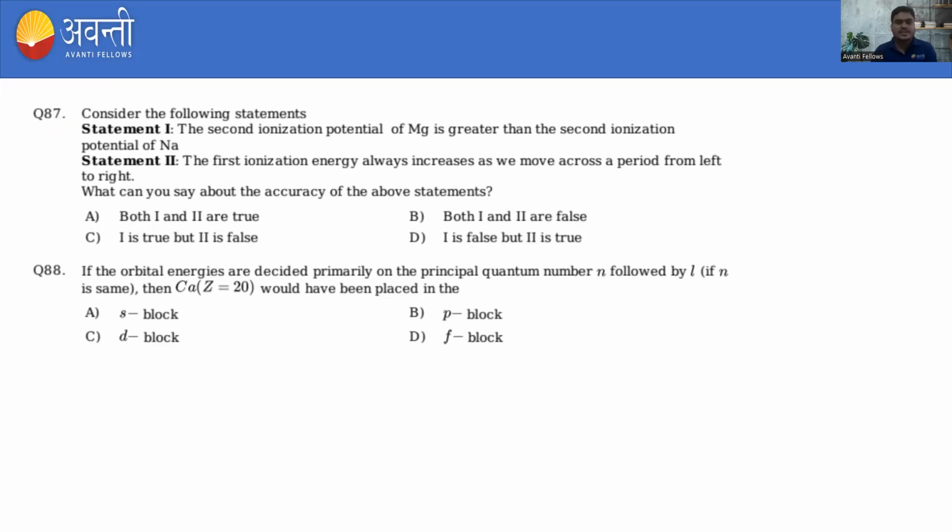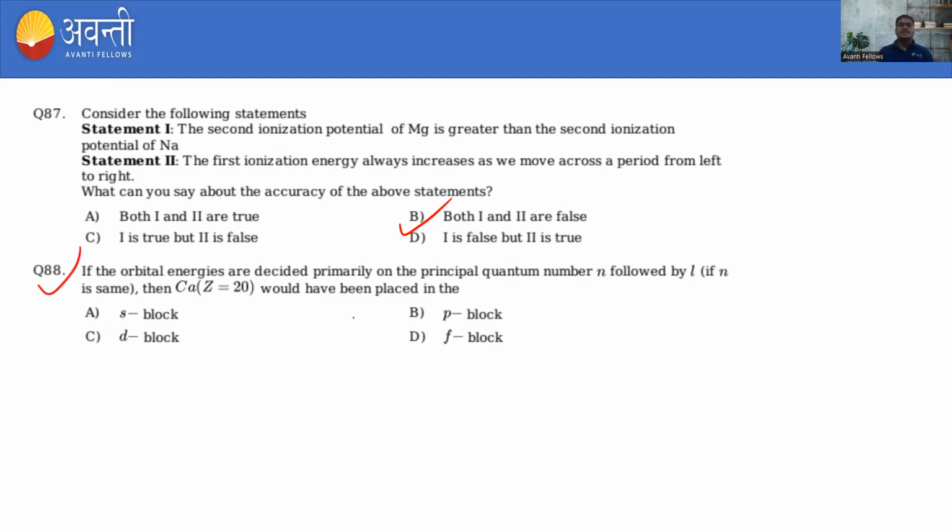Now, consider the following statements. Statement one is the second ionization potential of magnesium is greater than the other. This is very, very wrong. And the second statement is the first ionization enthalpy always increases as we move across the period from left to right. So you have to identify the correct option. Both statements are false, because the second ionization enthalpy of potassium is always lower than that of sodium, and the first ionization enthalpy does not always increase as we move across the period. It depends upon whether we are taking the stability into factor or not. Always remember the second ionization enthalpy may also decrease or increase. So both statement 1 and statement 2 are incorrect.